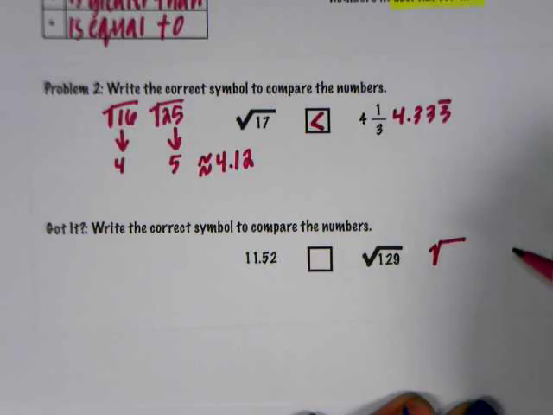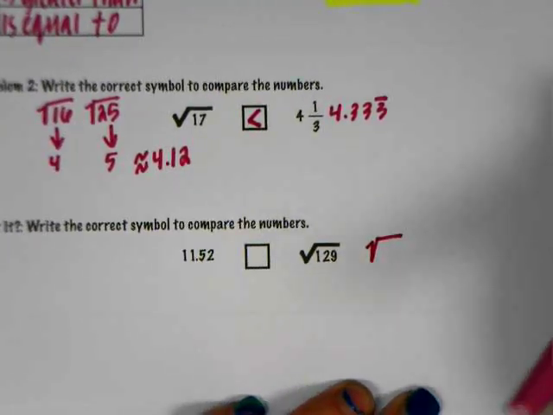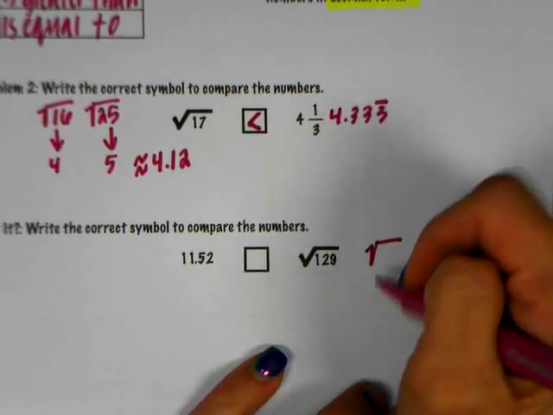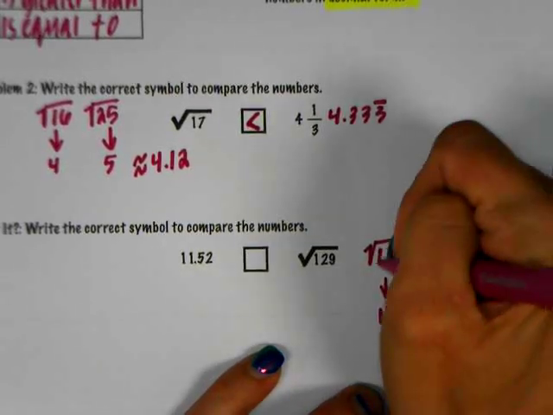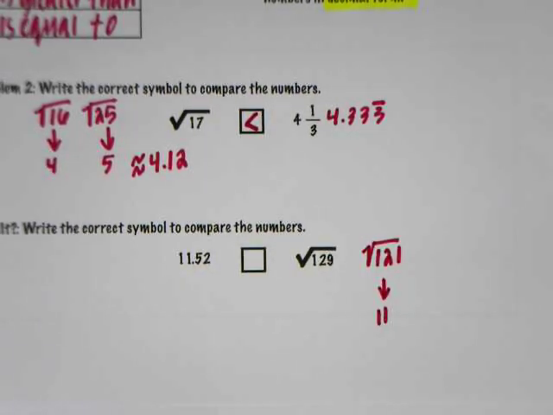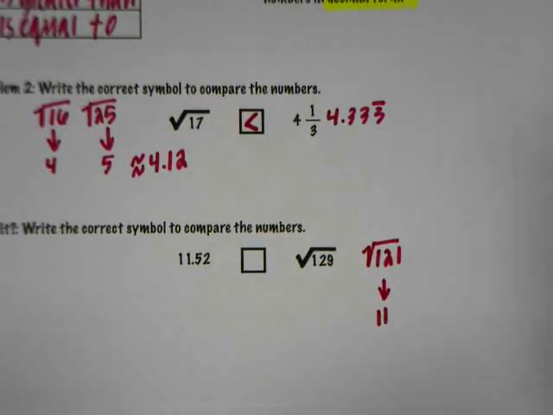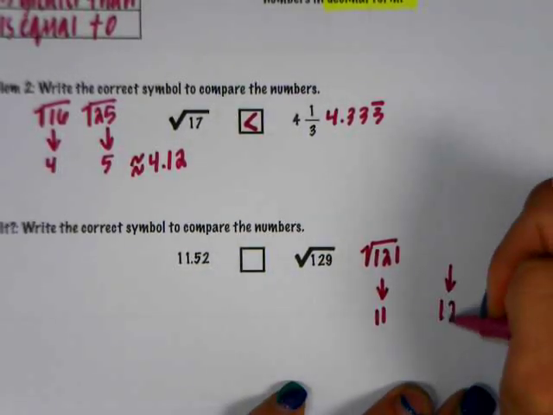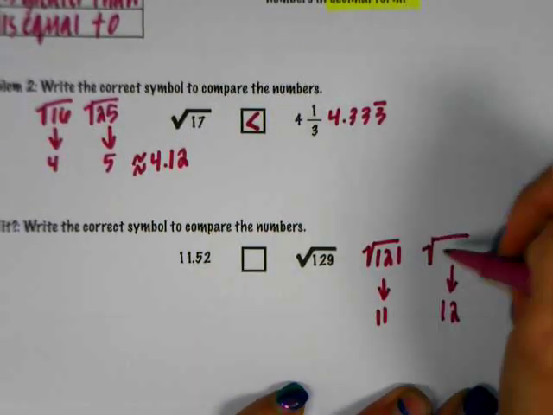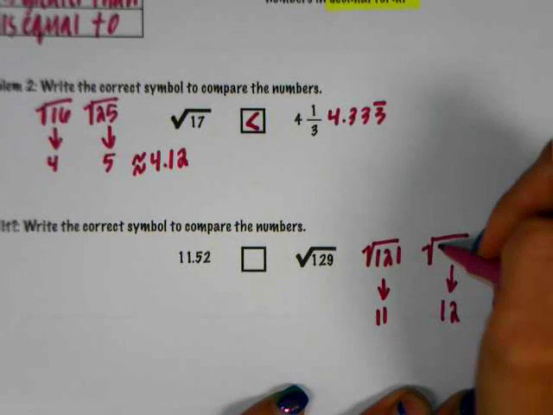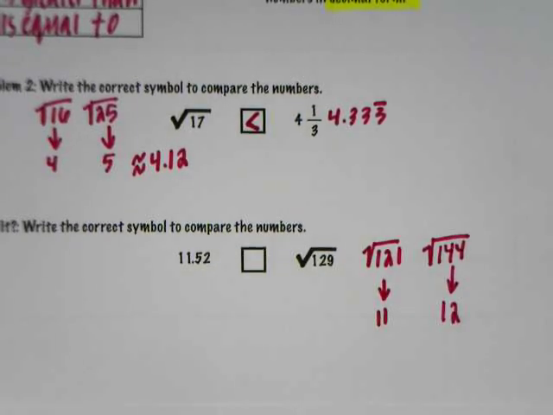Square root of what? 11. Yeah, so it's going to be 11. So the square root of 121 is 11. And then what would be the next one up? 12, and so 12 times 12 was what? Yeah, 144. Okay, so you know it's going to be somewhere between 11 and 12.